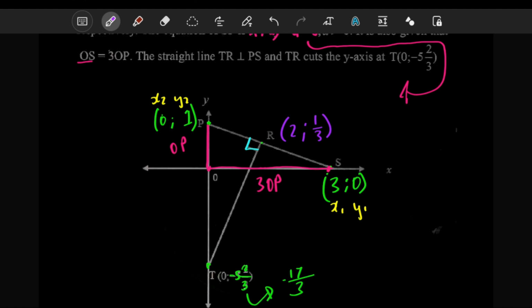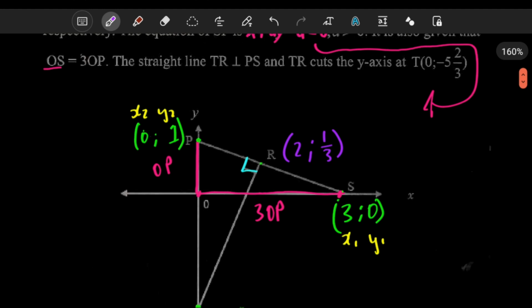So we could say half base times height. Most definitely, right? Half base times the height. Half base. Wait, where is x? X is like 2 there.